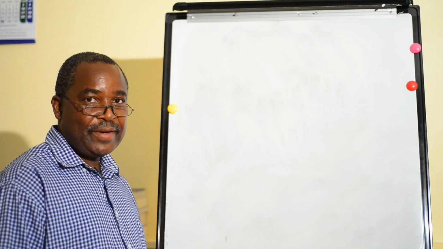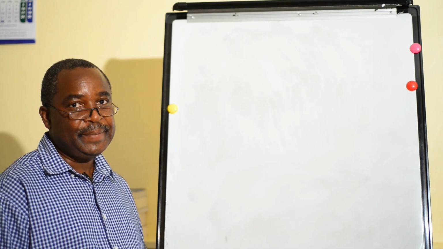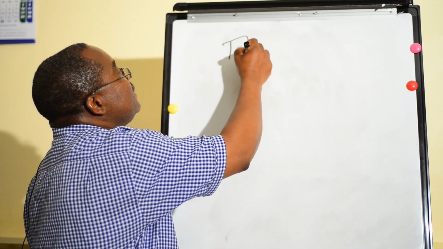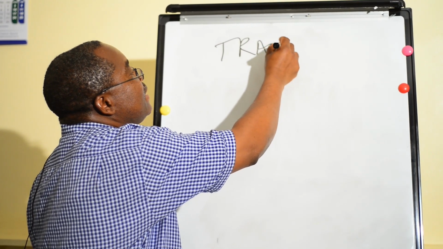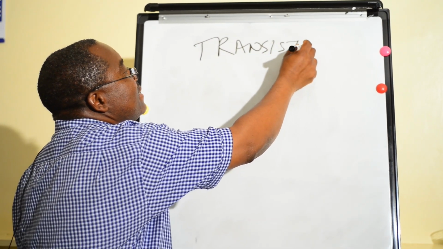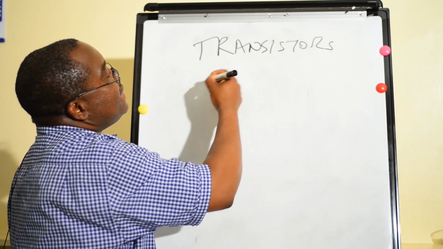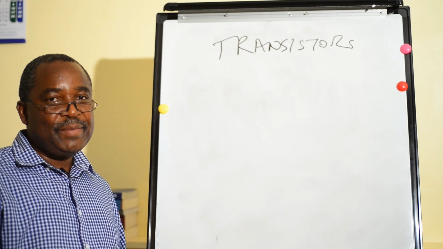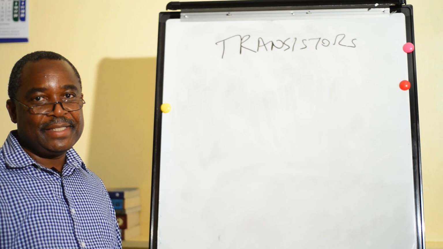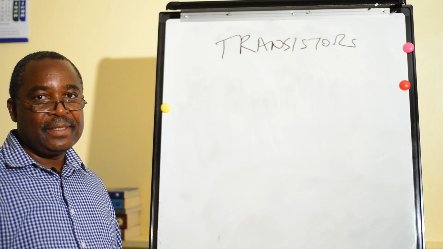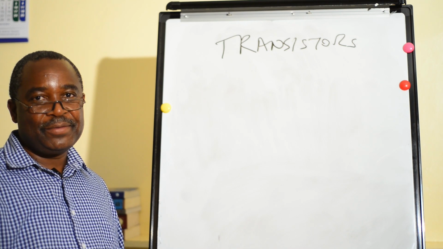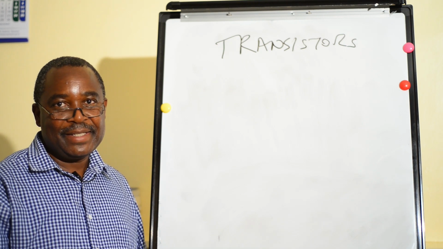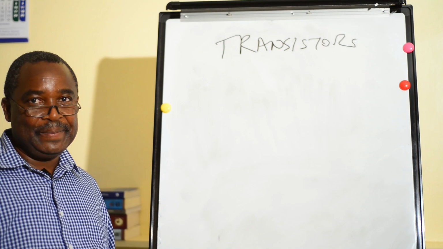Let's continue with our electronics class in lesson 3. In lesson 3, we are going to learn about transistors. What is a transistor? A transistor is also a semiconductor device, but it's made of two types of material. It's like a diode, but it's a combination of 2 diodes.